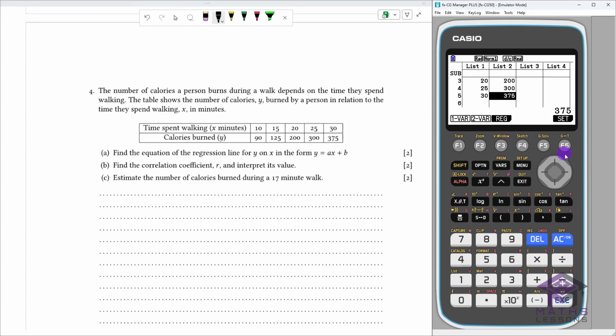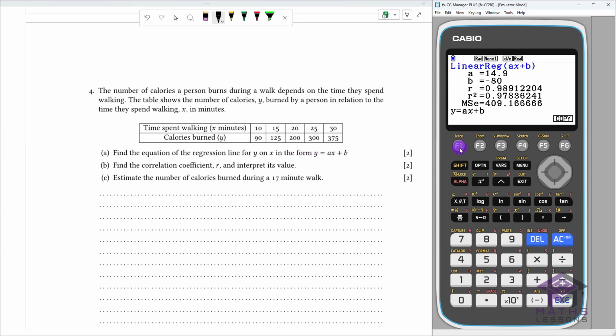And we're just going to do a regression on this. Okay, we're doing x regression and we've got ax plus b. So let's press that. So we get the equation for part A is going to be y equals, the a value is 14.9 x and the b value is minus 80.